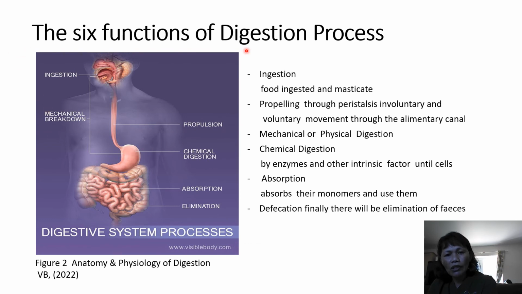There are six functions of the digestion process: ingestion, food is ingested and masticated; propelling through peristalsis, involuntary and voluntary movement through the alimentary canal; mechanical or physical digestion; chemical digestion by enzymes and other intrinsic factors until cells absorb their monomers and use them. Finally, there will be elimination of feces.